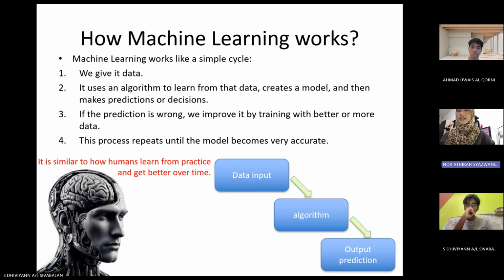How does machine learning work? Machine learning works like a simple cycle. We give it data, it uses an algorithm to learn from that data, creates a model, and then makes predictions or decisions. If the prediction is wrong, we improve it by training with better or more data. This process repeats until the model becomes very accurate. It is similar to how humans learn from practice and get better over time.